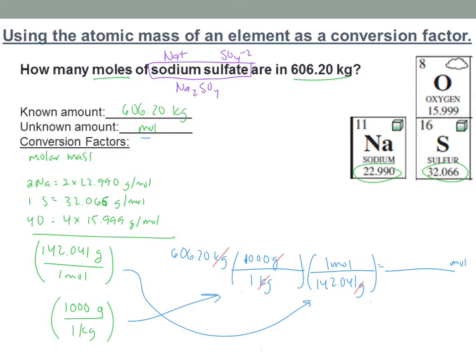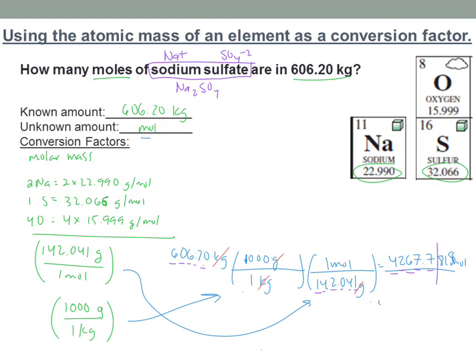And then you just need to multiply and divide. 606.20 times 1,000 times 1, divided by 1, divided by 142.041. What I got here was 4267.7818, and it just kind of keeps going. I know I'm not going to need all those. If I look at my significant figures, I'm starting off with 1, 2, 3, 4, 5. My other measured amount was 1, 2, 3, 4, 5, 6. So it looks like I only need 5. So 1, 2, 3, 4, 5. I'm going to stop here.